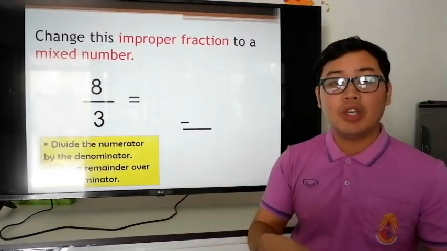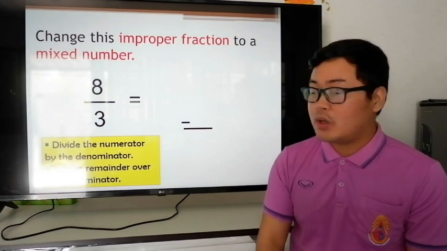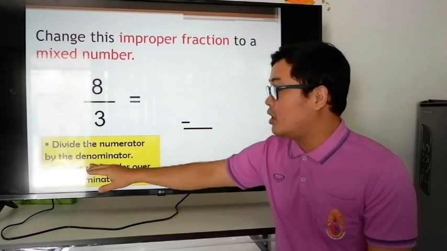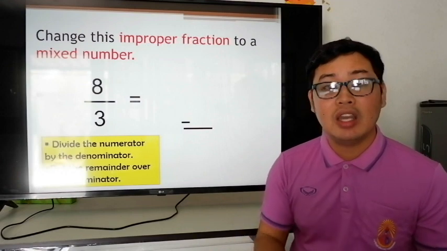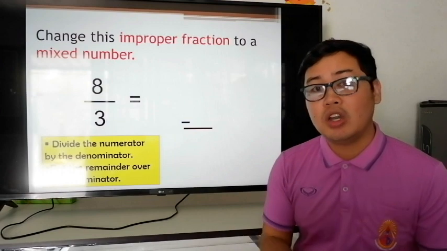So what are we going to do to change this into a mixed fraction? We have these steps. First, divide the numerator by the denominator, meaning we are going to use division. Next is put the remainder over the denominator. Okay, I will show you how to do it.